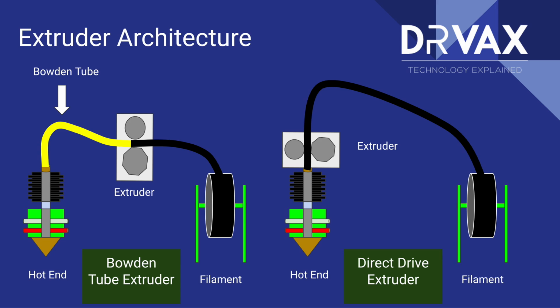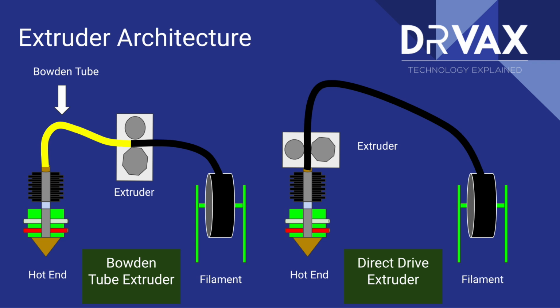On the left-hand side, you'll see a Bowden style extruder. The filament is pulled off the reel by an extruder that's not directly connected to the hot end components. It goes through a tube. That's called a Bowden tube. It then goes from there into the hot end. On the right-hand side, you have a direct drive extruder. The filament is pulled off the extruder, and basically the extruder is right on top of the hot end.